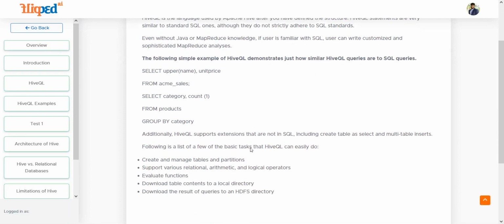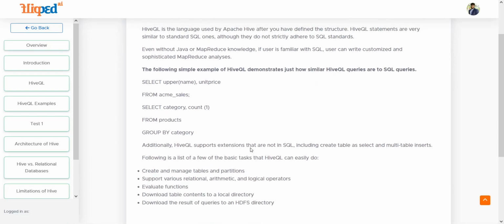This is an example where we can see how similar these queries are to SQL. We have select upper name, unit price. The upper function will capitalize all names. So we have Umar in small letters, and now it will capitalize every letter of Umar. We have unit price from Acme sales. This is the overall SQL statement which we know. It means: go to this Acme sales table and select the upper name and unit price, the name and the unit price of all the rows.